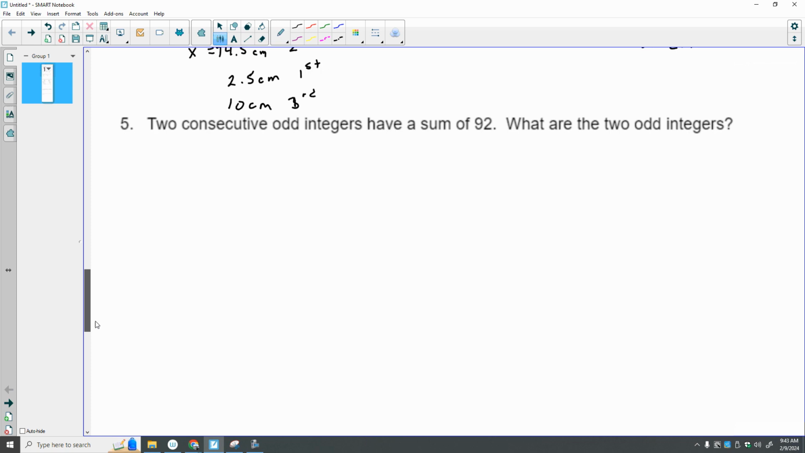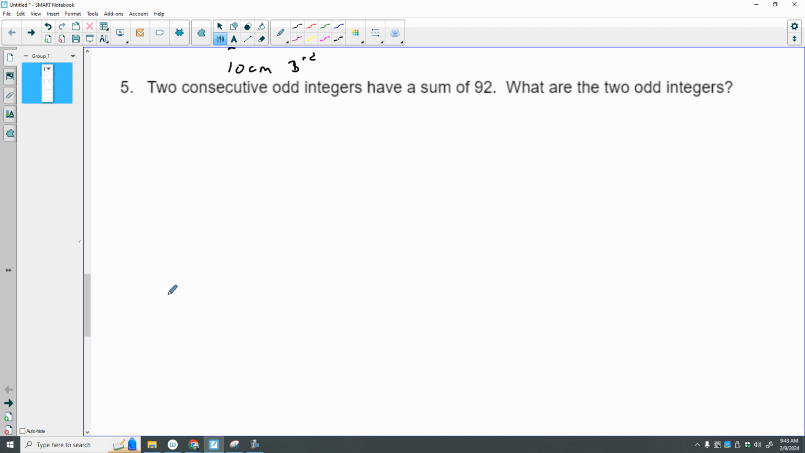Number 5. 2 consecutive odd integers. Okay, we're switching gears. We're doing consecutive integer problems. Super common type of problem. And now from here on out, it's just different types of problems that are linear. And there's an unlimited number of topics. So we're just going to try consecutive integer problems.